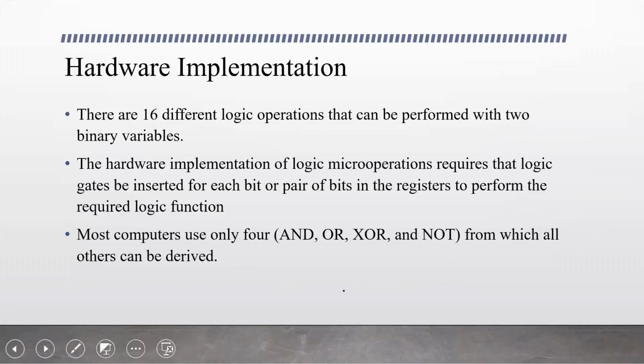So now the hardware implementation: how these logic operations are implemented in digital computers. If you see, there are 16 different logic operations that can be performed with two binary variables. If you take two binary variables, X and Y, there are 16 different combinations. So we say that there are 16 different logic operations that can be performed.